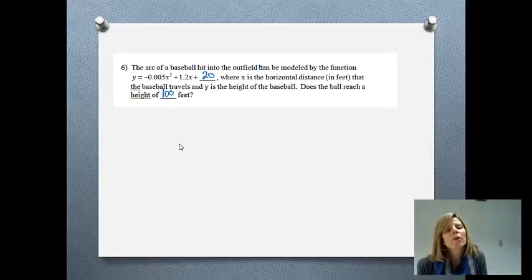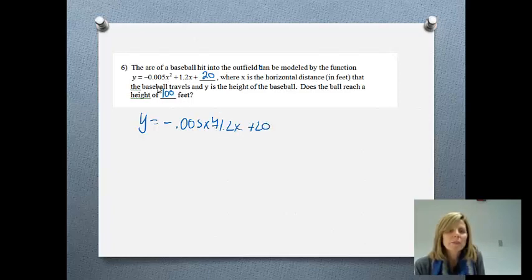Okay, so we want to know that probably maybe someone that's building a ballpark would want to know, do they have their distances set up right for their baseball field? So what we are going to do, I'm going to write down this formula, y equals negative 0.005x squared plus 1.2x plus 20. We want to know, will it ever reach a height of 100 feet? And it told us that y is the height, so we're actually going to be plugging the 100 in for the y.